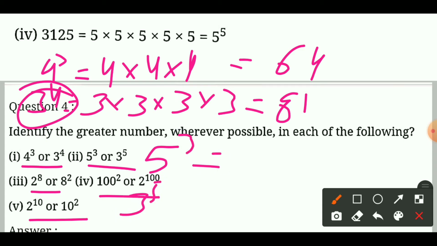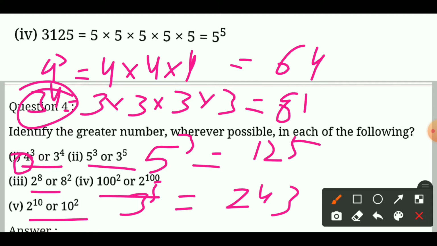So what is the answer? 5 times 5 is 25, times 5 is 125. And what about this? 81 times 3, 243. So what you can see there, in each of these following numbers, we have the base 4 and power 3. 4 raised to 3 and 3 raised to 4, 5 raised to 3 and 3 raised to 5, 2 raised to 8 and 8 raised to 2. So here the base and power are interchanging.